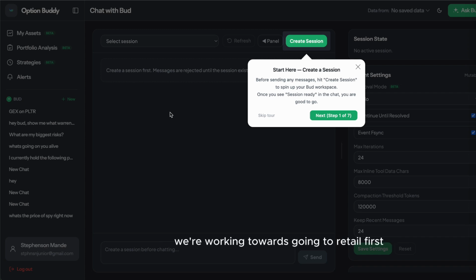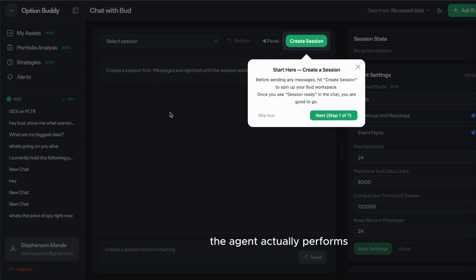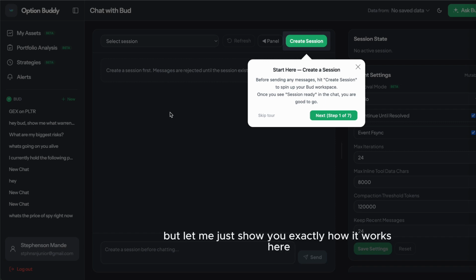Even on our end, we're working towards going retail first so that we can continuously keep refining and checking how guardrails and different states in which the agent actually performs. So that's why we're currently running this beta. Then we launch to retail, and then we start having those institutional conversations so that we can target our real market, which is the institutions. But let me just show you exactly how it works here.